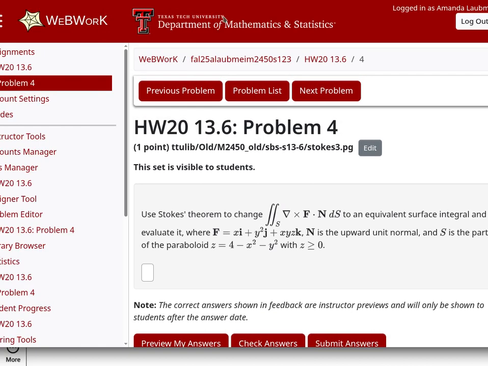So we're about 25 minutes in. I'm going to try to pick up the pace a little. The next problem I was asked to do was this homework 2013.6 problem 4. Use Stokes' theorem to change del cross F dot n dS to an equivalent surface integral. Oh, I see. Okay.